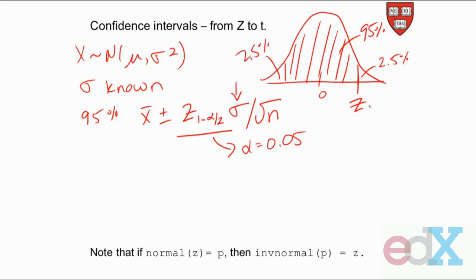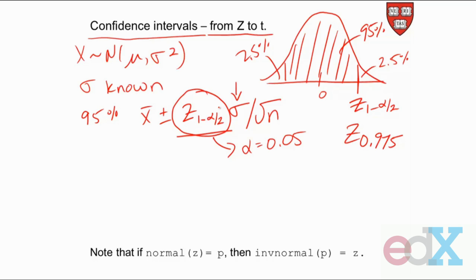The way that this value is denoted in statistics, it's denoted z 1 minus alpha over 2, where alpha is equal to 0.05. So in our case, for a 95% confidence interval, it's going to be z subscripted with 0.975. Now, I say that we're looking at confidence intervals from z to t because when sigma is known, I construct my confidence intervals using this z value from the standard normal distribution. The way that I find that z value is I use the inverse normal command in Stata. We're going to see that here in a minute.